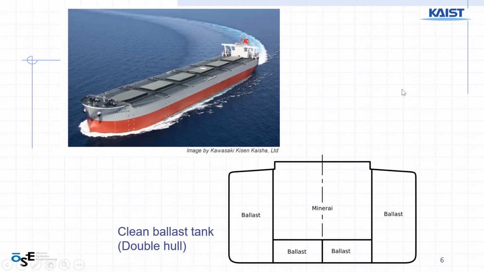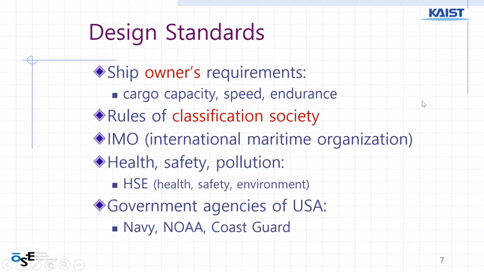Now we come to design standards or regulations. There is an owner. The owner is the contractor, the customer. They have many requirements, basic requirements. Cargo capacity: I want to build a ship which can carry crude oil from Saudi Arabia to Busan of Korea, of say 10,000 ton maximum, and speed can be 20 knots. Endurance is fixed, because endurance means how long it can travel without refueling.